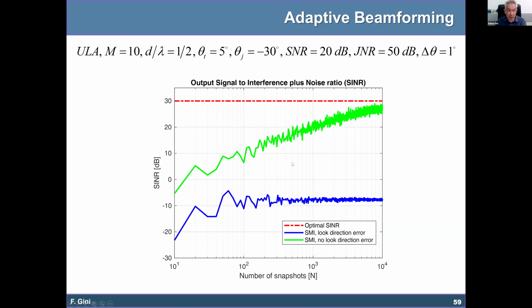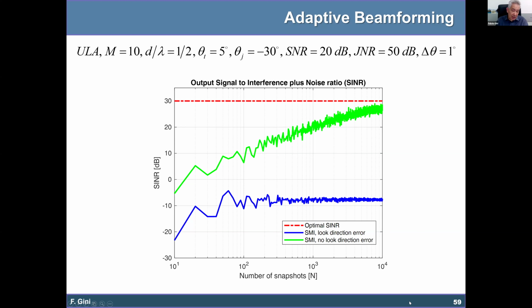If you compare the two, assuming, for example, that the error in the pointing is 1 degree, you can see that in the absence of look direction error, Capon tends asymptotically to the performance of the clairvoyant. If there is an error in the pointing direction, it never reaches the optimal performance. So you have a loss, and this loss does not tend to zero when n increases to infinity.